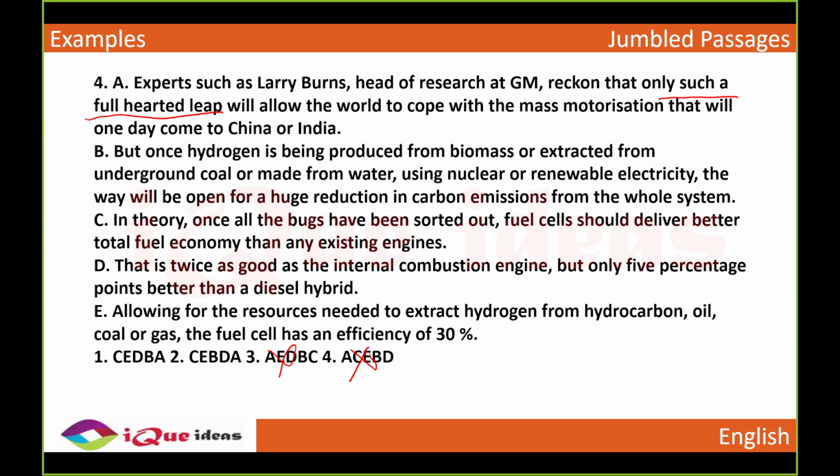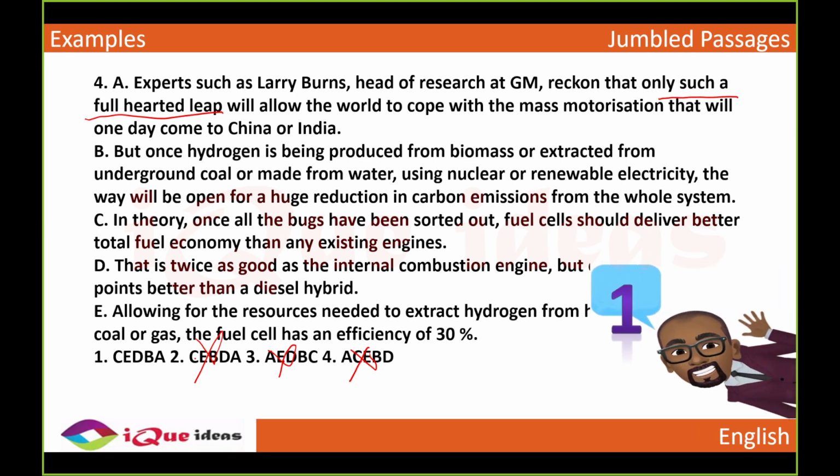Can B come after E? B says but once hydrogen is produced blah blah blah. So after E, D makes better sense than B, helping me eliminate even the second option, which means the first one, CEDBA, has to be my answer. So I did not even read all the sentences, but using the options itself, I was able to strategically decide which is the best sequence. So CEDBA is what we should go with. To reckon, to guess. To reckon means to guess.